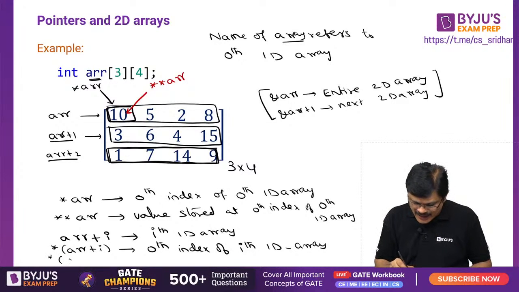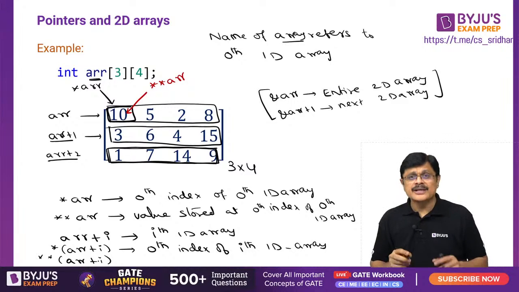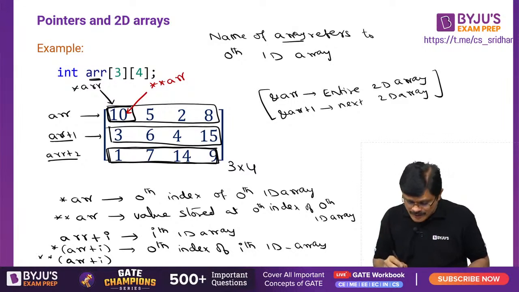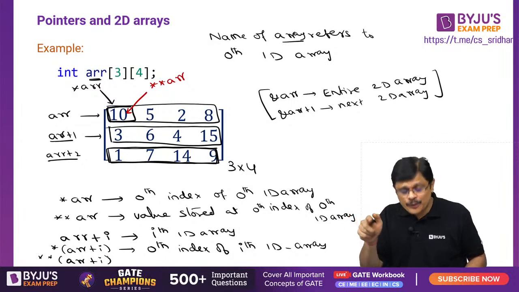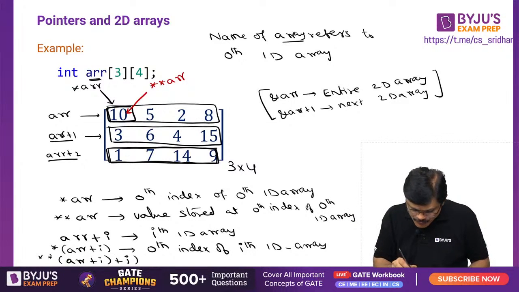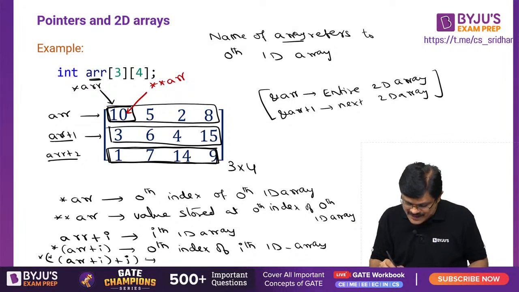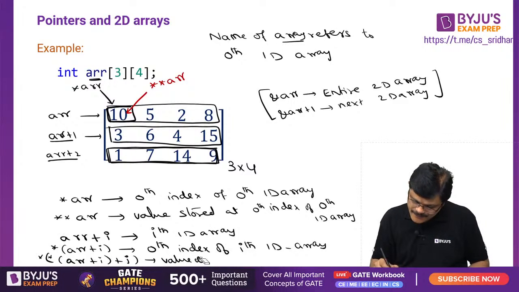And what about **(arr + i)? Double star refers to that value, but if you want to get to some index in it, you have to add j, then you can move to that particular value. So this refers to the value at the jth index of the ith 1D array.